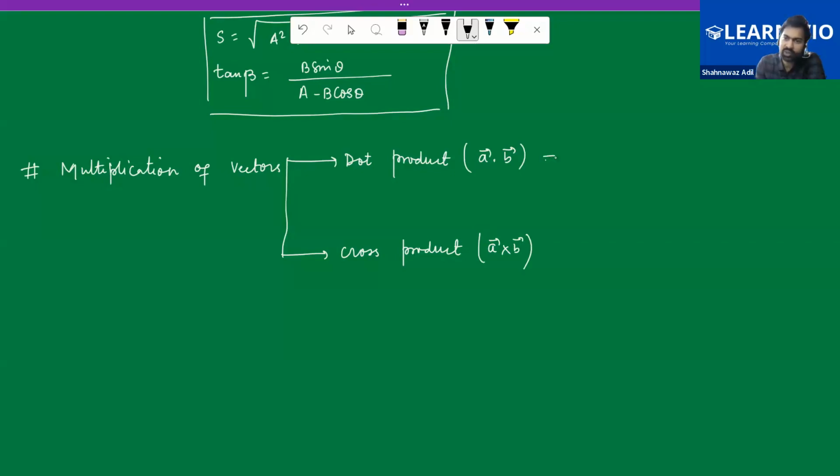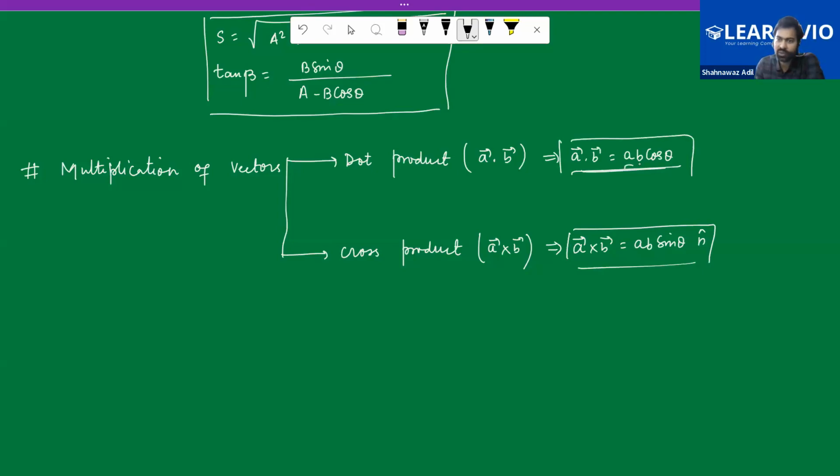So A dot B was how much? This was simply AB cos theta. And this was used to calculate the angle between the two vectors. And then we had A cross B, which was AB sin theta n. Because we are getting only a number, this was called the scalar product. And this was a vector because we are getting another vector. So this was called the vector product.